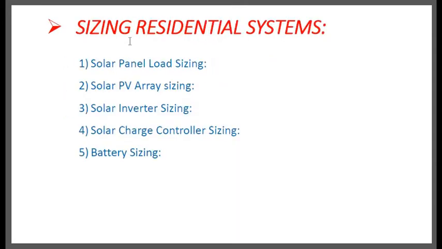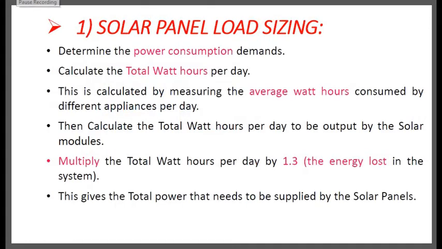So now first, sizing for residential systems. There are 5 main points to consider during sizing for a residential system. First one is solar panel load sizing, then solar PV array sizing, then solar inverter sizing, then solar charge controller sizing, and last one is battery sizing. So these 5 main points must be considered during the sizing of residential systems. Now first, solar panel load sizing.